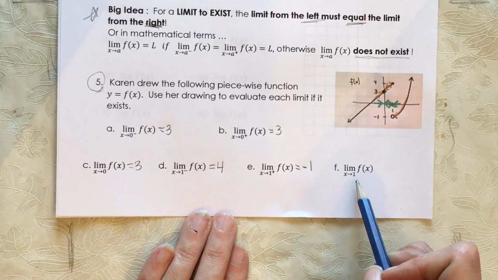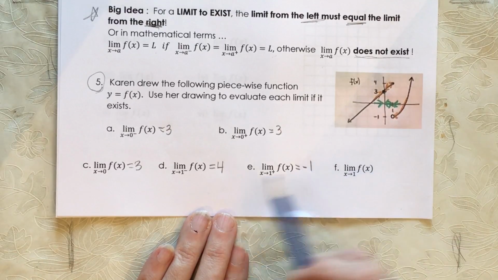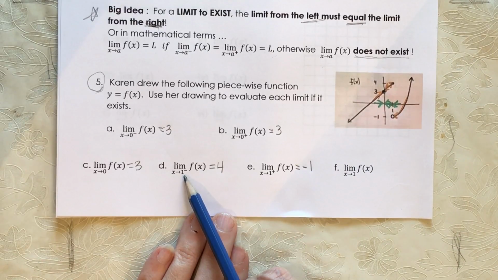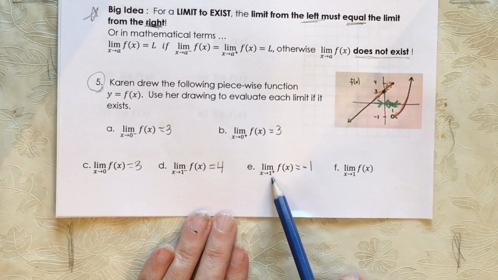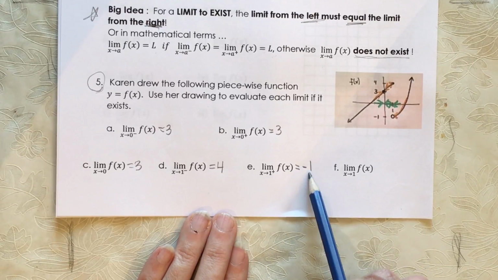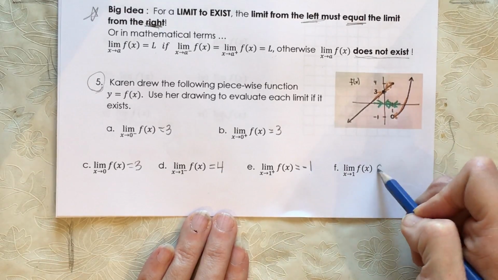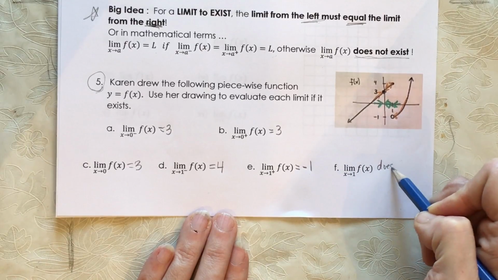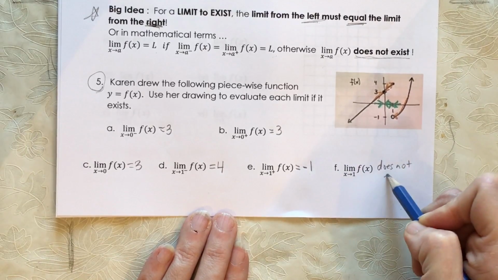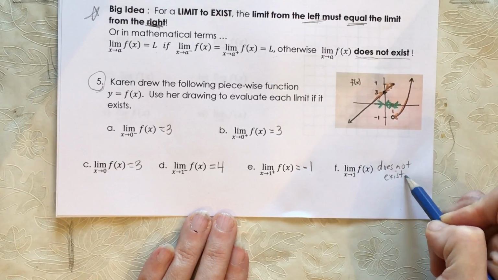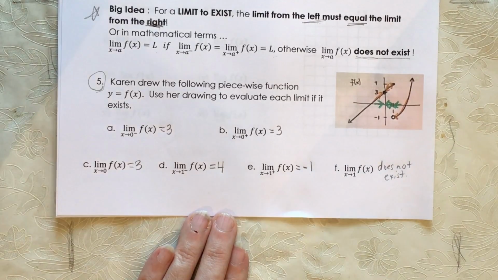And the limit as x approaches 1 of this function, well, since the limit from the left of 1 is 4 and the limit from the right of 1 is -1 and they're not the same, we can say the limit as x approaches 1 in general does not exist. And that is the end of part 4.